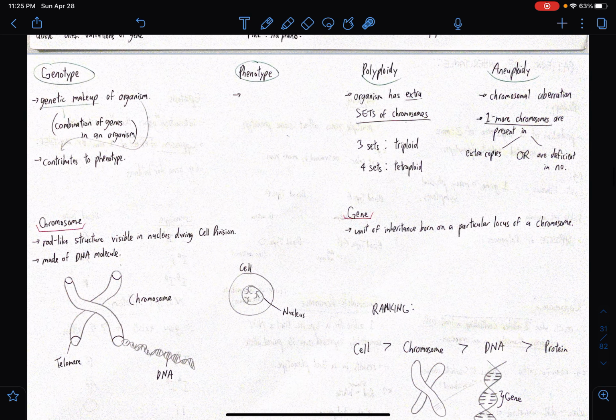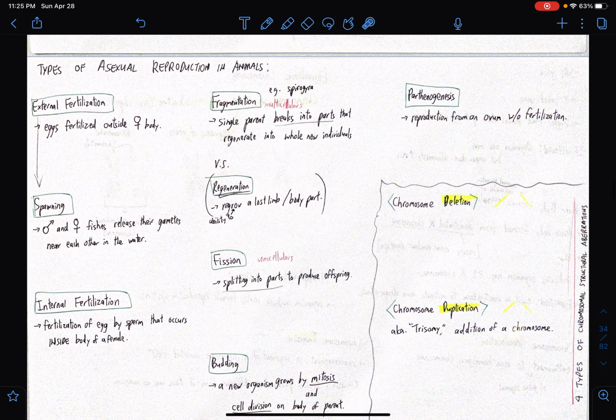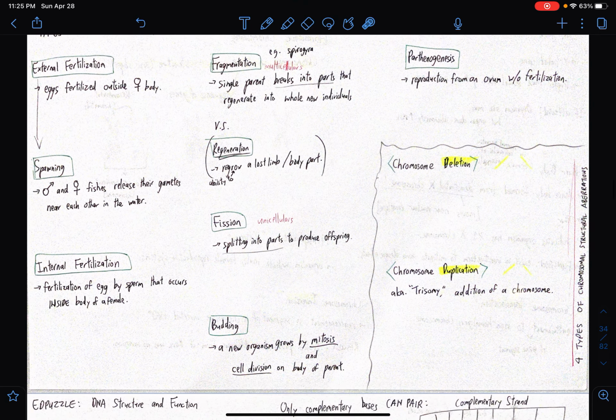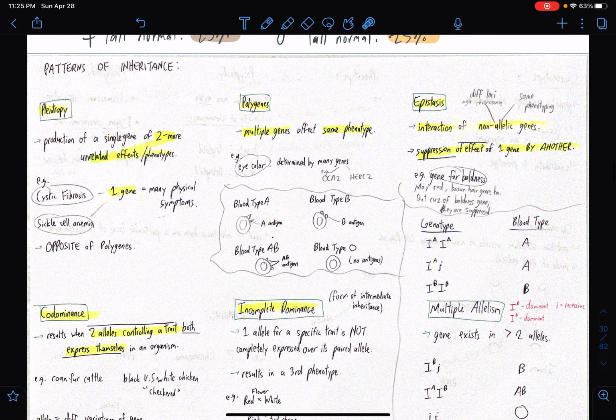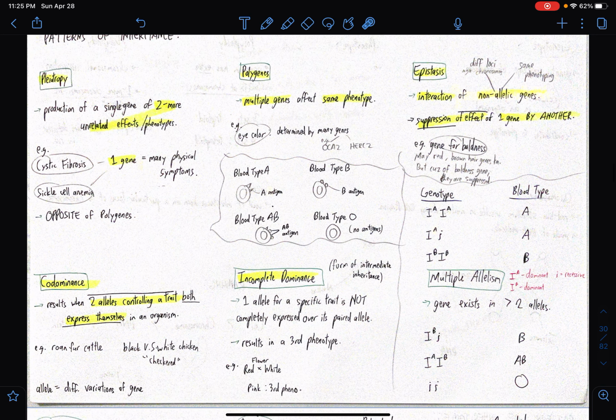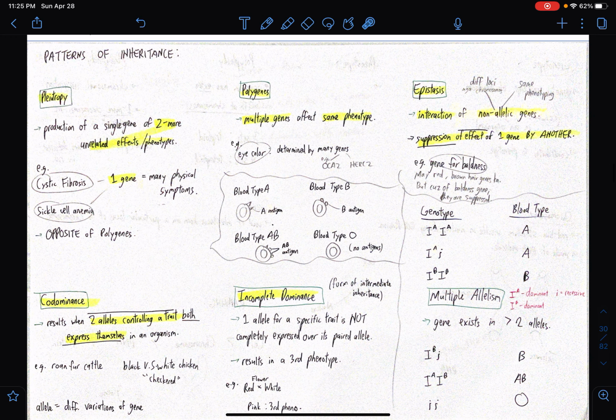Patterns of inheritance, molecular basis of inheritance, types of asexual reproduction in plants. Okay, so let's cover this one first. What are the patterns of inheritance? We have pleiotropy, polygenes, epistasis, codominance, incomplete dominance, and I believe multiple allelism. In the previous video, I did mention codominance, incomplete dominance, and possibly multiple allelism as well, based on certain problems regarding the Punnett square.